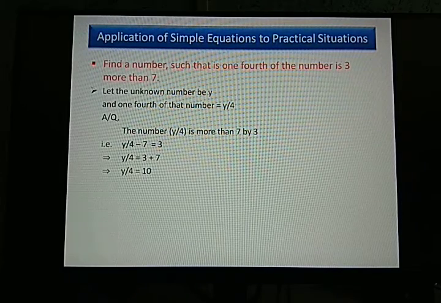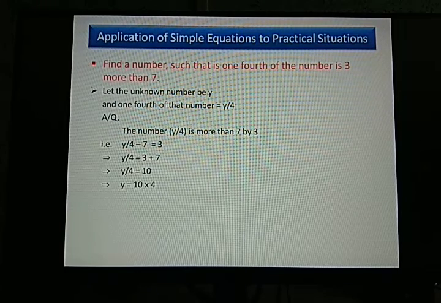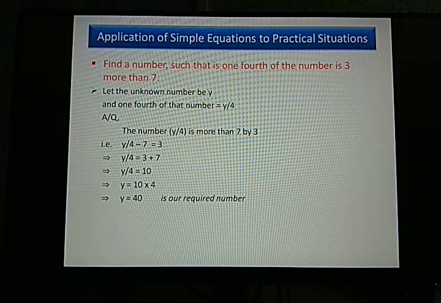Now we will transpose 4 to the right hand side. 4 is divided on the left hand side. If we shift it to the right hand side, it will be multiplied. So y will become 10 into 4. Now 10 into 4 is 40. So 40 is our required number. Now again, if you have to verify it, we just substitute that value of y onto the given equation, that is y by 4 minus 7 equals 3. And you will find that the left hand side will be equal to the right hand side. Clear? So 40 is our required number. Now moving on to the next example.